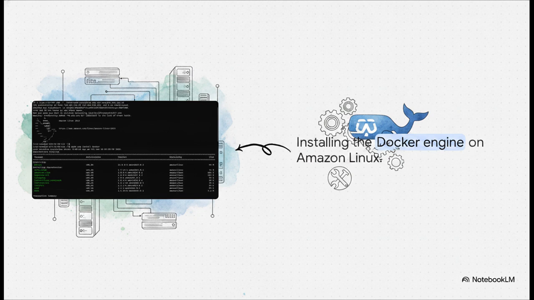We've launched an Amazon Linux 2023 EC2 instance here. The very first step to getting Jenkins running is preparing our environment by installing Docker. We just run the terminal command sudo yum install docker. This package manager resolves all the dependencies and slaps the Docker engine right onto our cloud server.